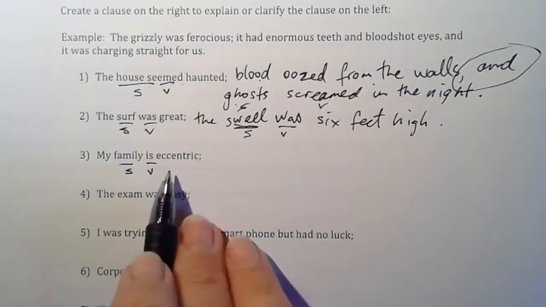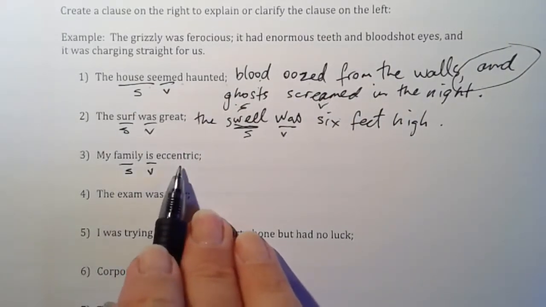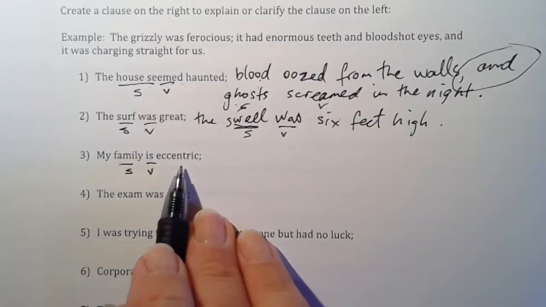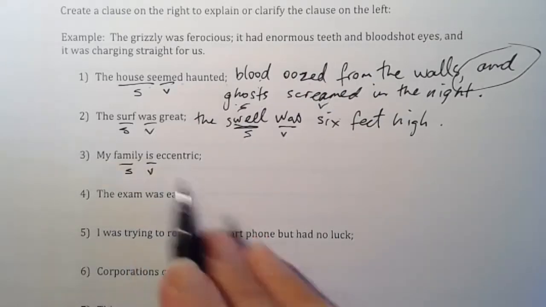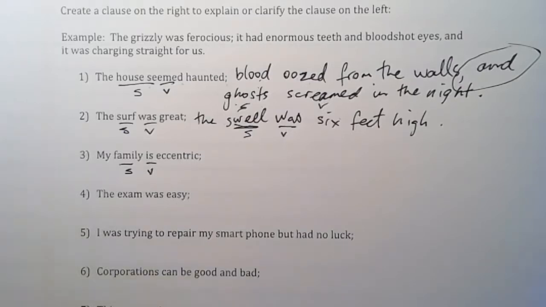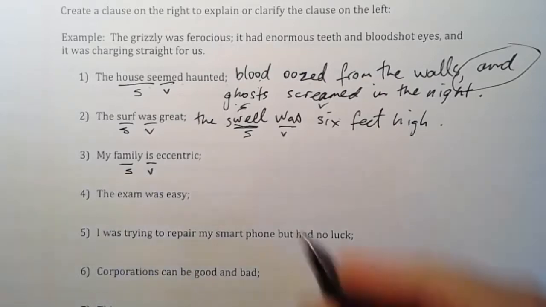My family is eccentric. Now, it seems here in America that eccentricity sometimes is considered a bad thing. But in the British vernacular, it's kind of a compliment. It means you're unique and you do original things. However, in terms of my family is eccentric.